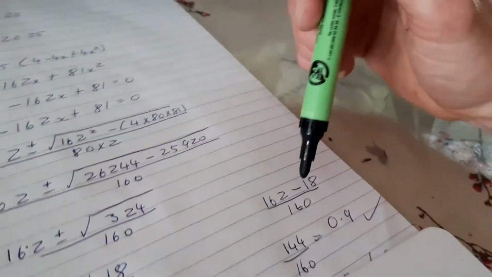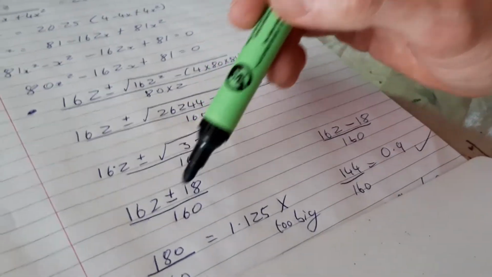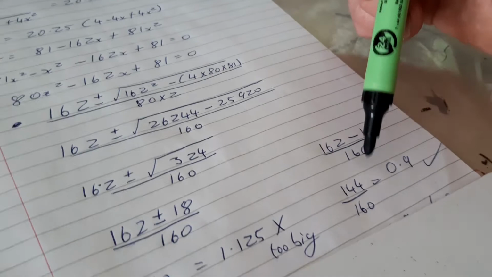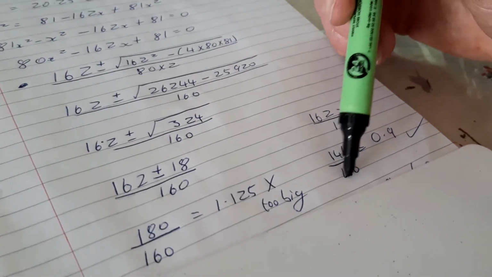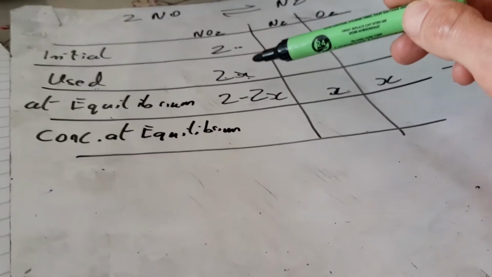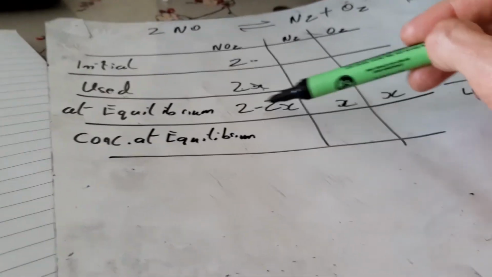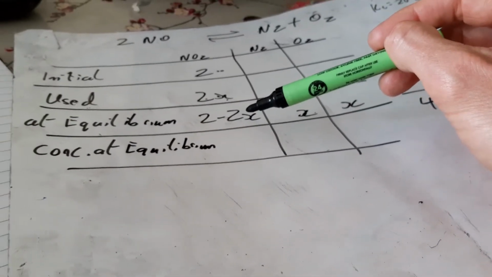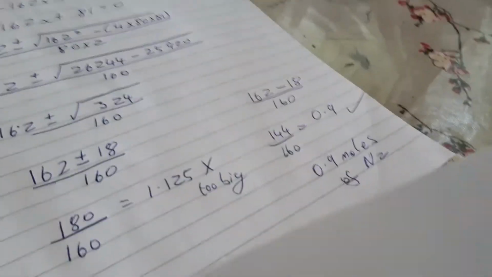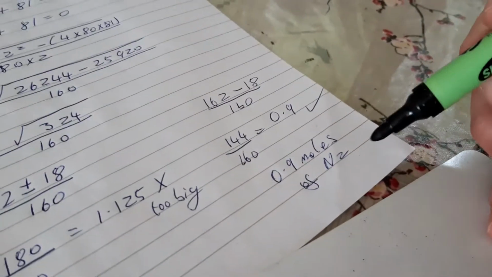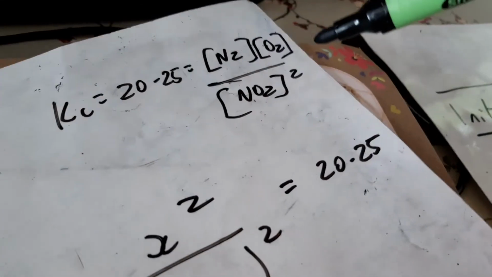So I now know that the correct value must be 162 minus 18 over 160, which is 144 over 160, and that gives me 0.9 moles. And that's much more believable, okay? Because 0.9 times 2 is 1.8, and that's acceptable. 2 minus 1.8 allows me to work out the amount of nitrogen monoxide at equilibrium then. All right, so the amount of nitrogen at equilibrium, which is what the question actually asked for, is 0.9 moles. The value of X is 0.9. The value of my N2 in my equation, which is there, can you see that, is 0.9.